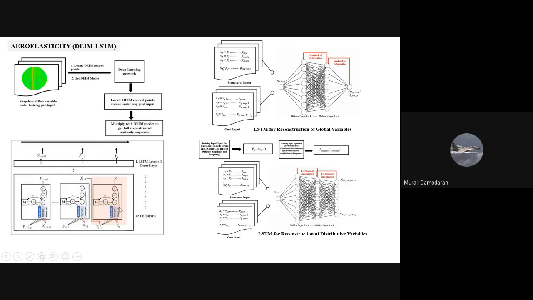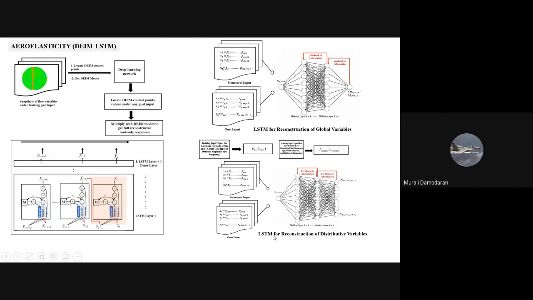And inside this network, you can forget some data if you think it is not interesting. So that's how it will move to the next level and so on. Okay, so you have many layers of LSTM. You have two LSTMs. One is to construct the global variables. By global variables, I mean the aerodynamic force and moments. And the inputs are the structural and gust input. We already know the signal, so we just put it in.